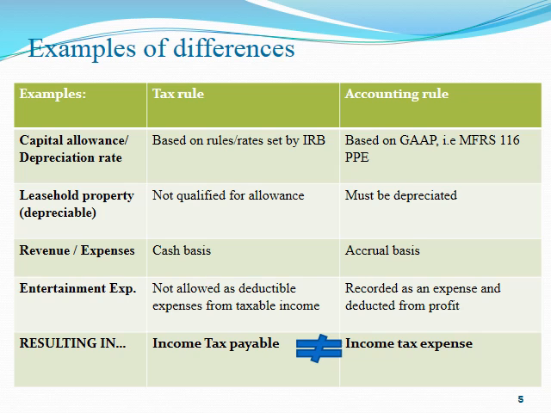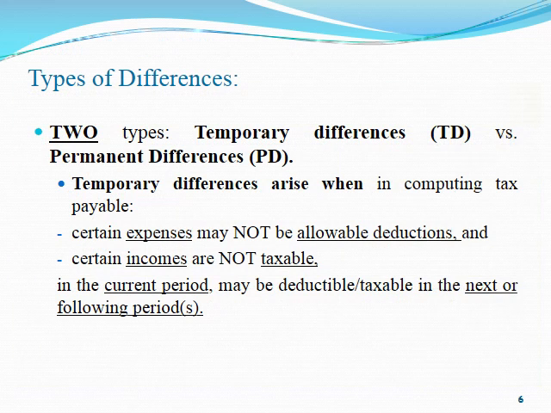The last example here is entertainment expense, which is not allowed as a deductible expense under tax rules. However, for accounting rules, it can be recognized as an expense and deducted from profit. So these differences result in differences between income tax payable and income tax expense. Right, there are two types of differences in general. The first one is temporary differences and the second one is permanent differences.